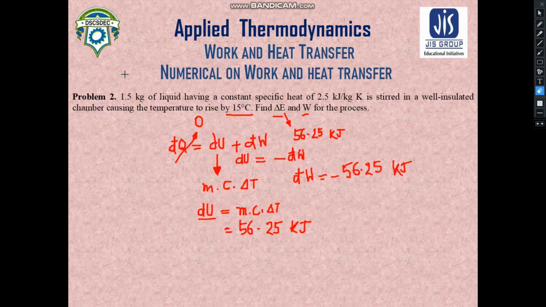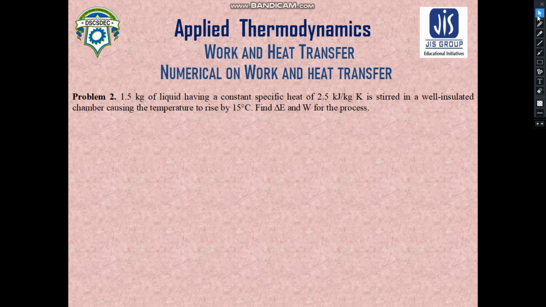So the energy storage which is getting increased is because of the change in temperature. You should always remember that internal energy is a function of temperature only. I have already mentioned that in the previous lecture. So this was the problem, which was very simple. Now let us see the next one.